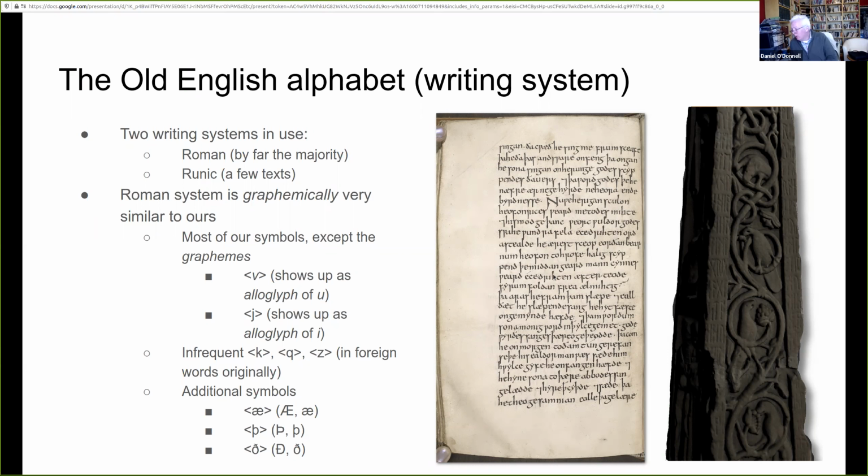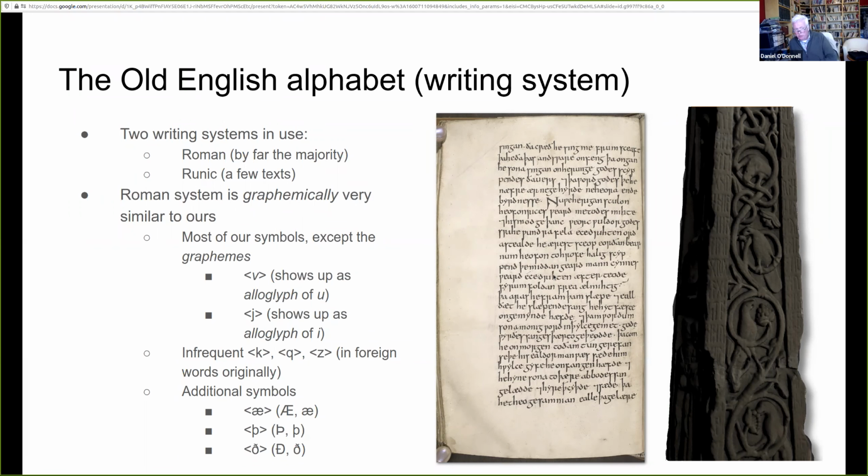Well, you can apply that also to writing. And so Old English is graphemically similar to us. That is to say, their writing system has most of our characters, the system of characters roughly matches ours, but at the etic level, it looks quite different.